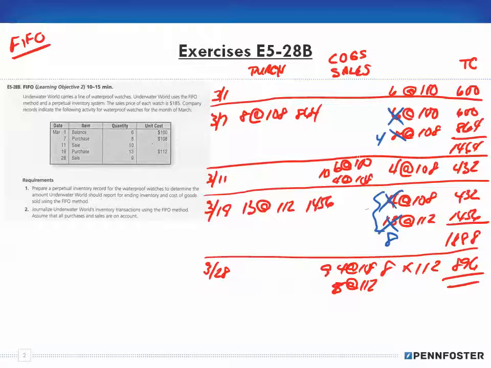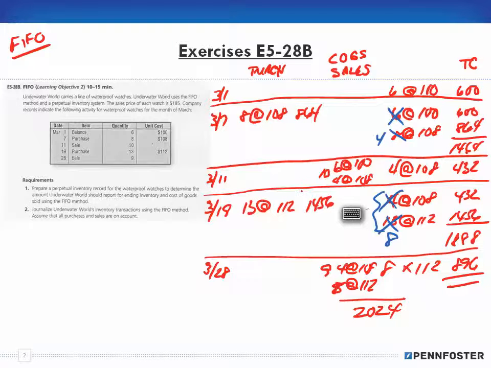We have 4 at 108 is 432. We have another 4 at 108, which is another 432. And we have 5 at 112, which is another 560. And when we add those all together, we end up with $2,024. So that's going to be the value of our cost of goods sold.